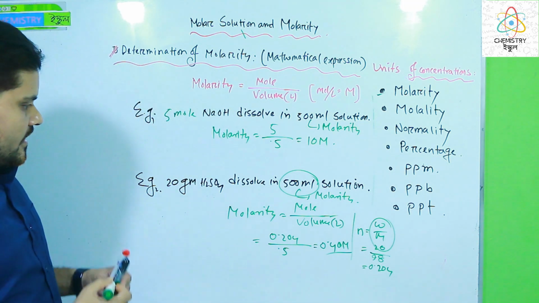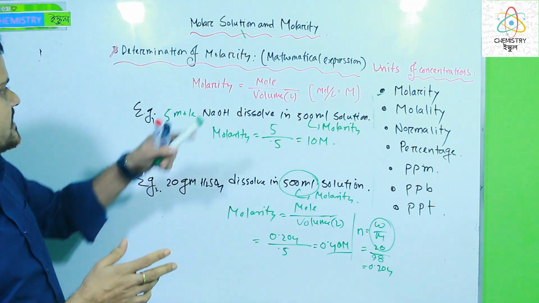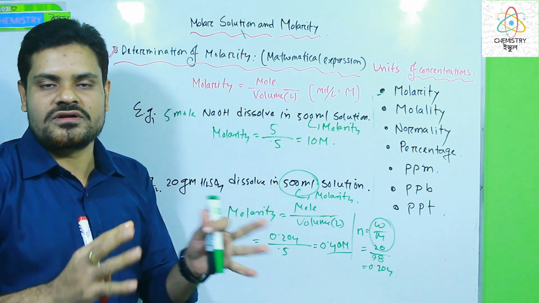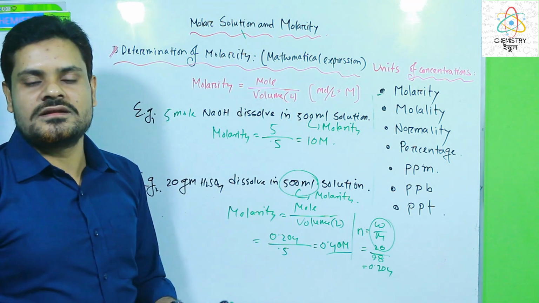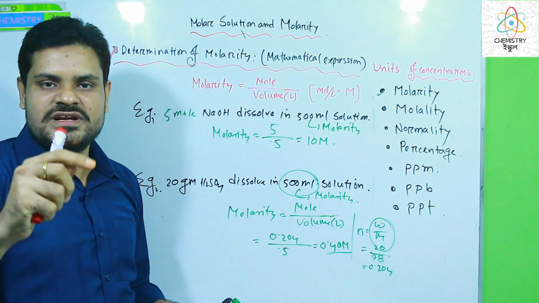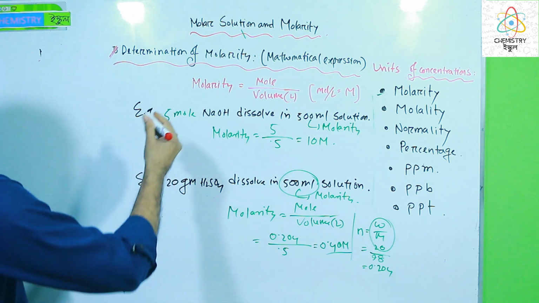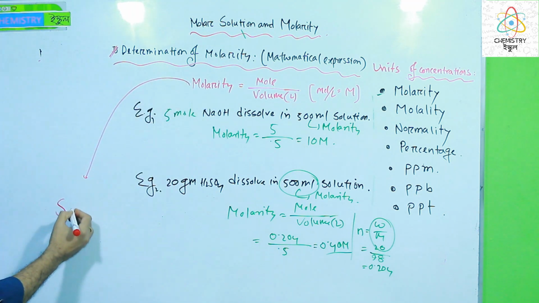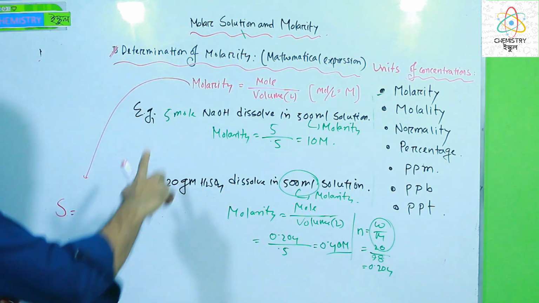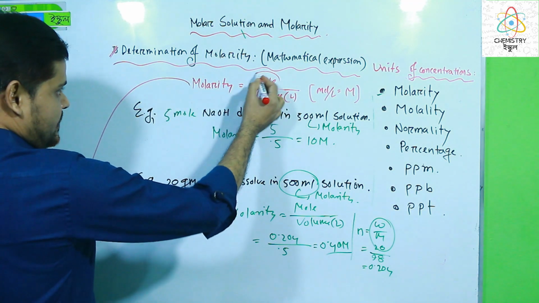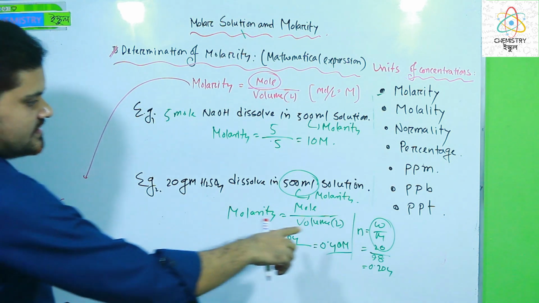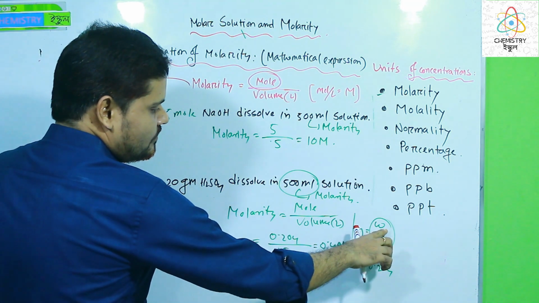Dear learners, this equation has an alternative expression, I mean we have an alternative mathematical equation for determining the molarity. How can we find out this? We express molarity as S. Here we use mole. What is the formula of mole? Mole means W by M.